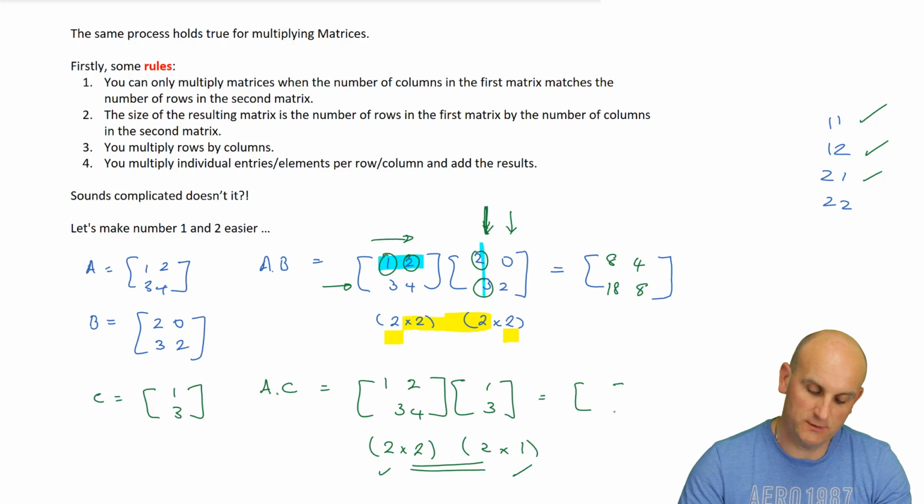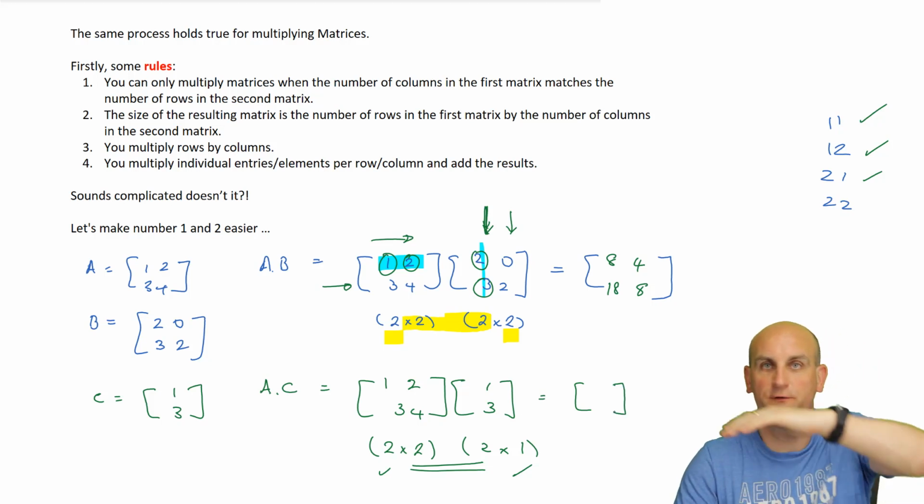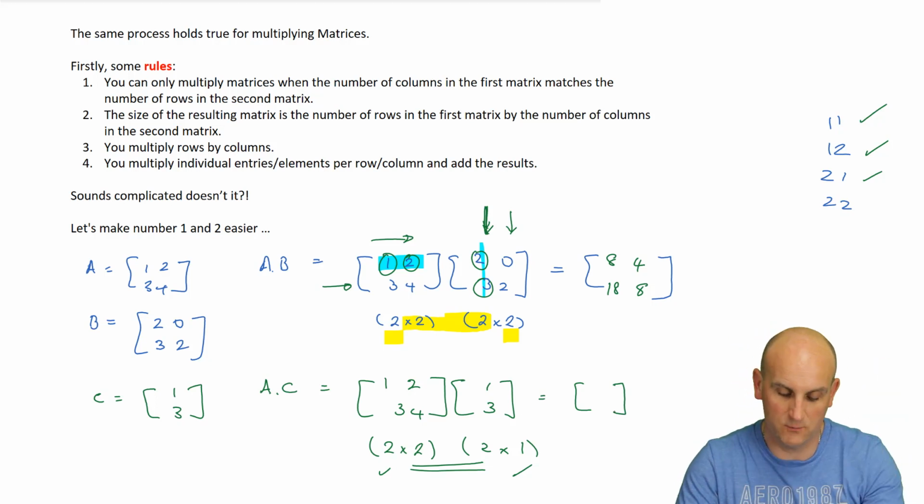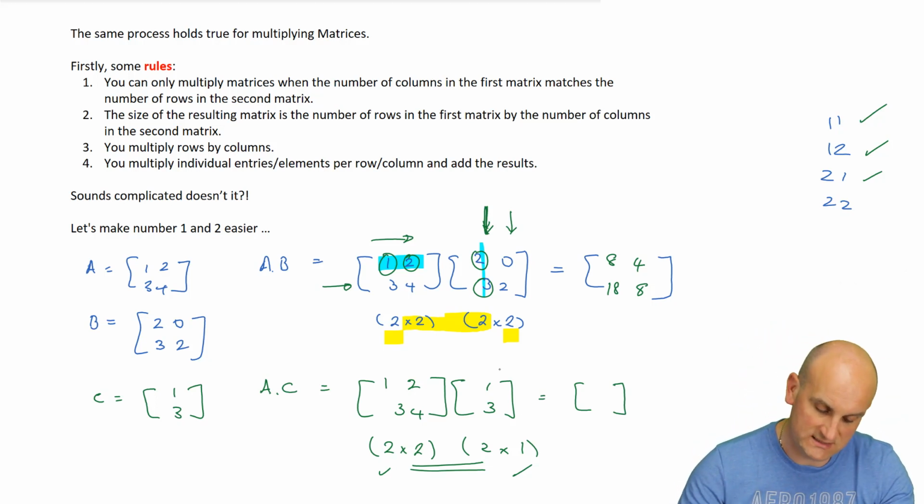So there is my 2 by 1. And again, I now do first row by first column. In fact, there's only one column. So first row by first column, 1 times 1 is 1, 2 times 3 is 6. Add the two together, gives me 7.